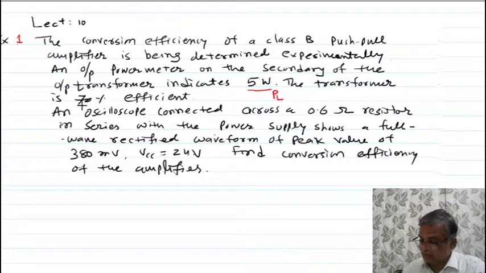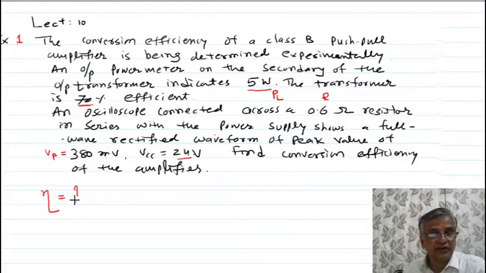The efficiency of the transformer is 70%. An oscilloscope is connected across a 0.6 ohm resistor in series with the power supply, and it shows a full wave rectified waveform of a peak voltage of 380 millivolt. VCC is 24 volt, and they are asking you to find the conversion efficiency of the amplifier.